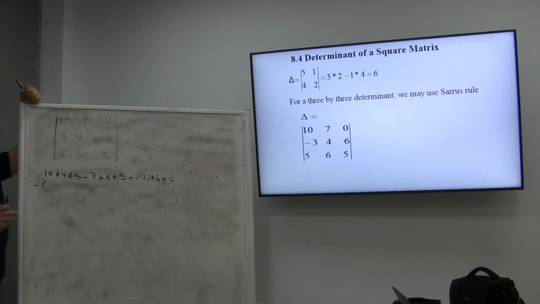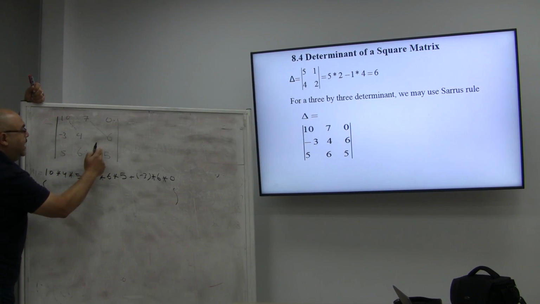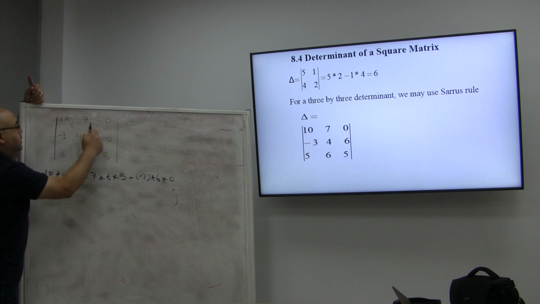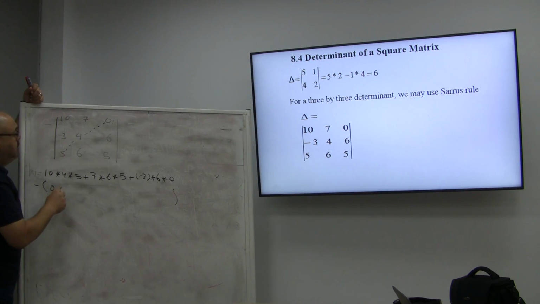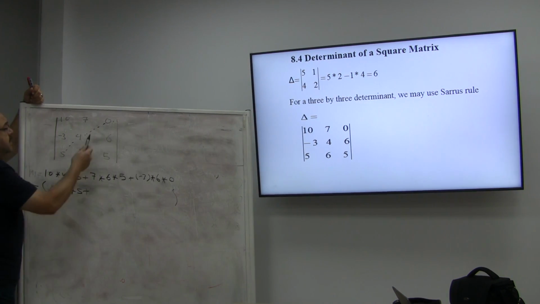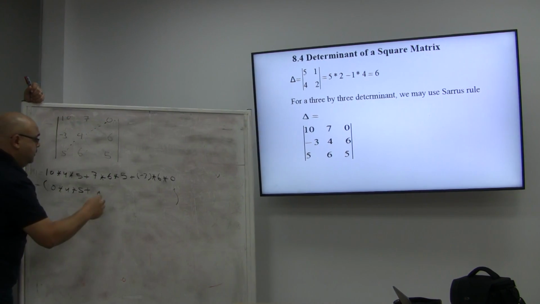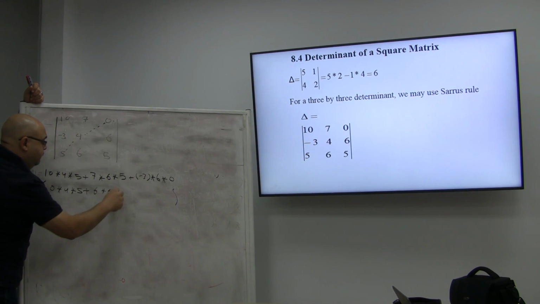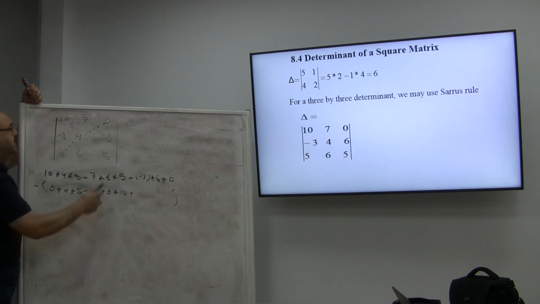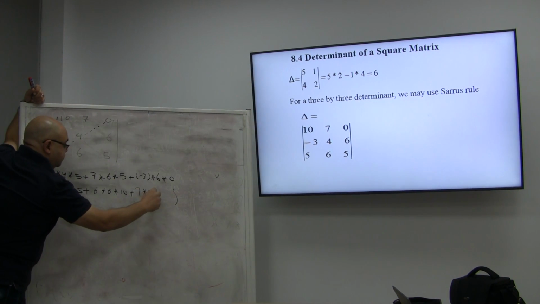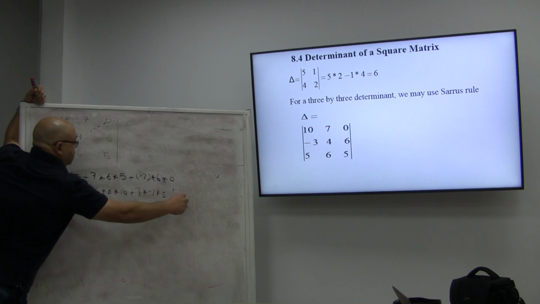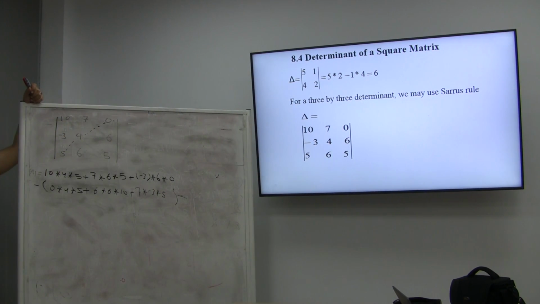I will do the same thing exactly, but with the secondary diagonal, in a similar manner. I will multiply these numbers: 0 times 4 times 5, then plus 6 times 6 times 10, then plus 7 times negative 3 times 5. You are set. Done.